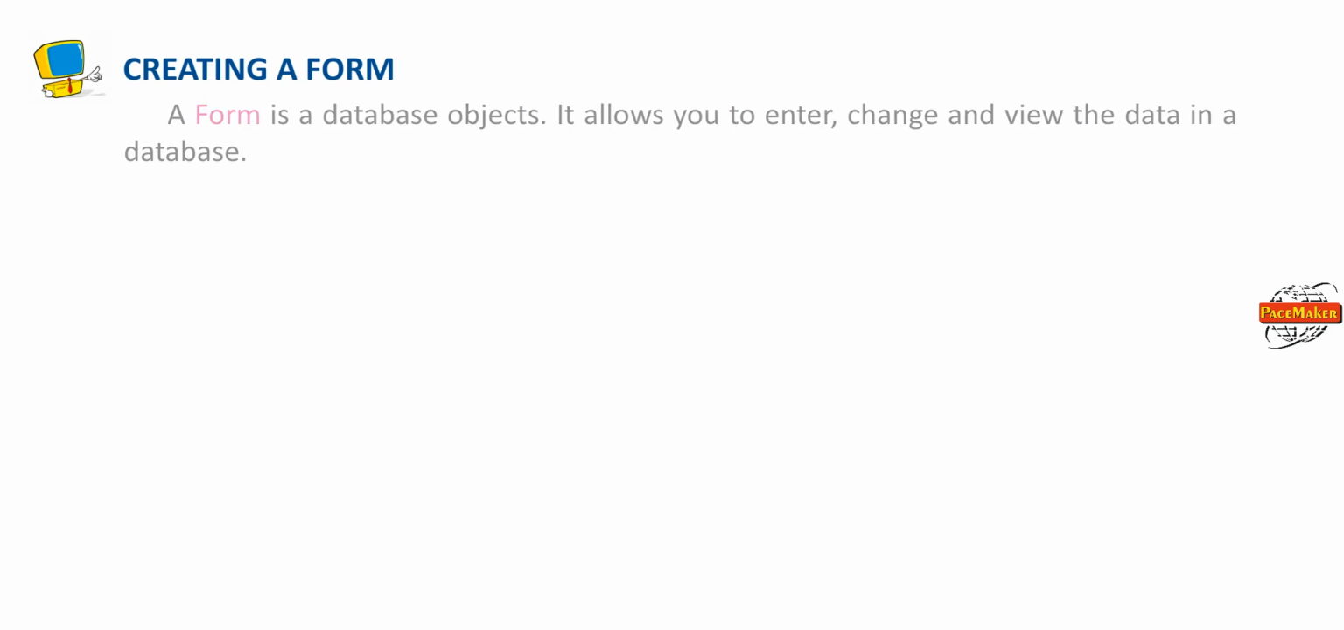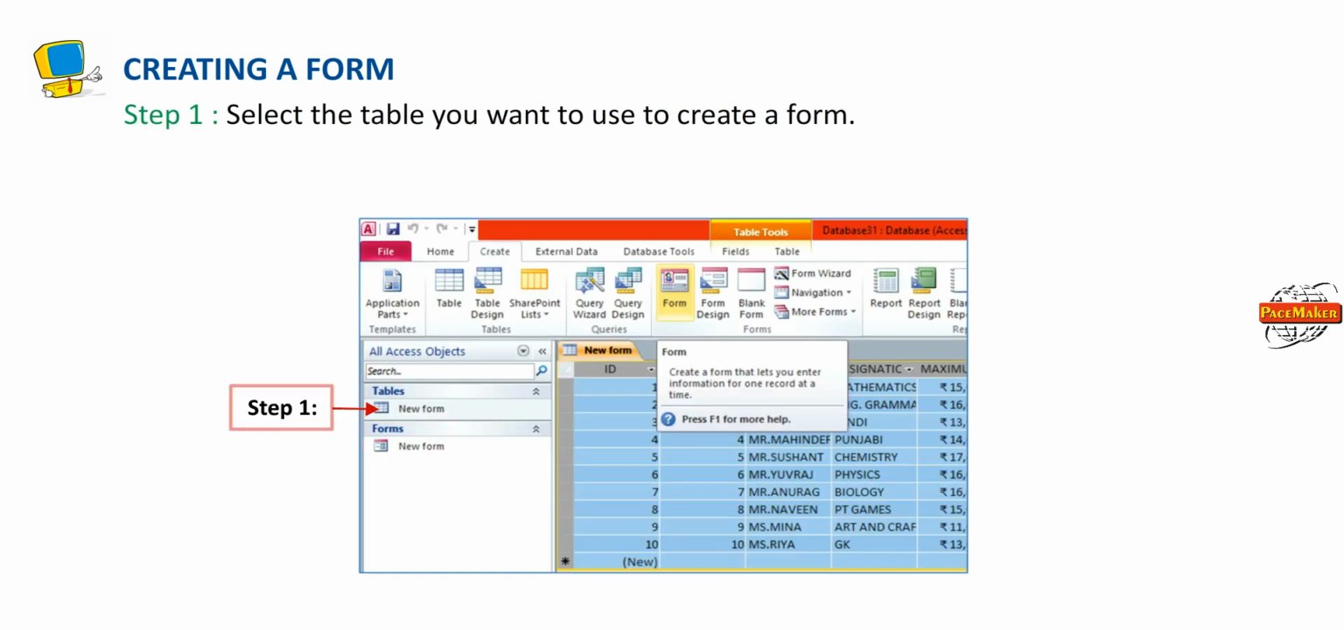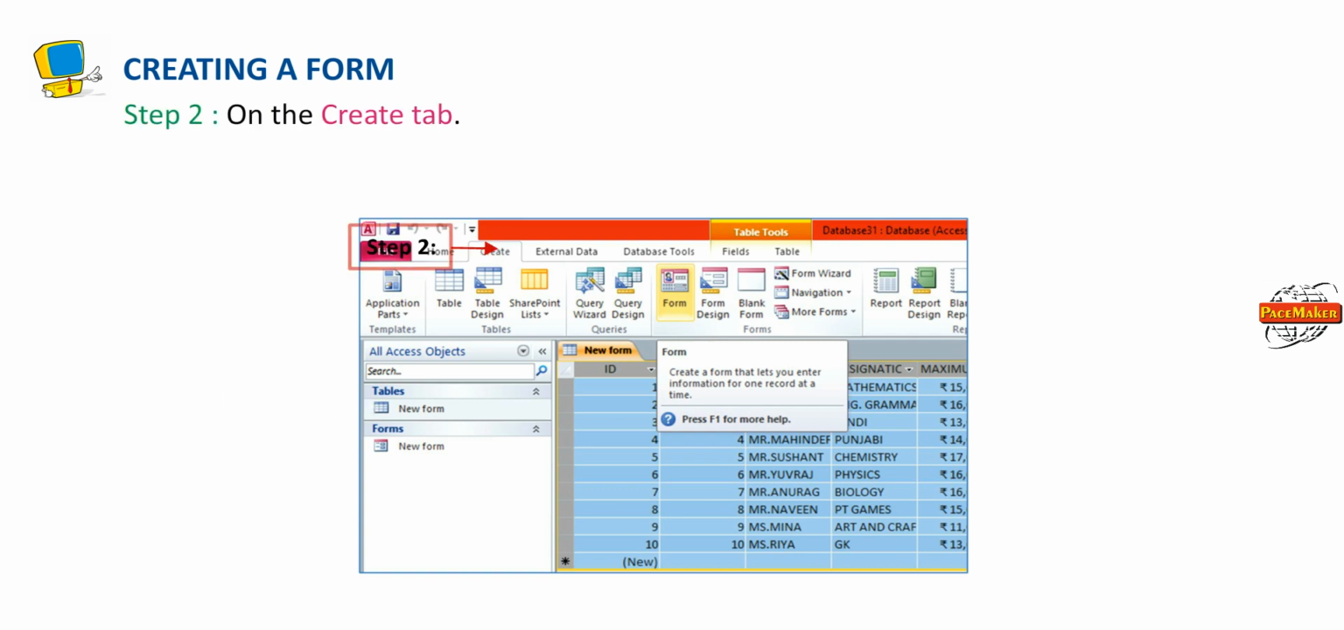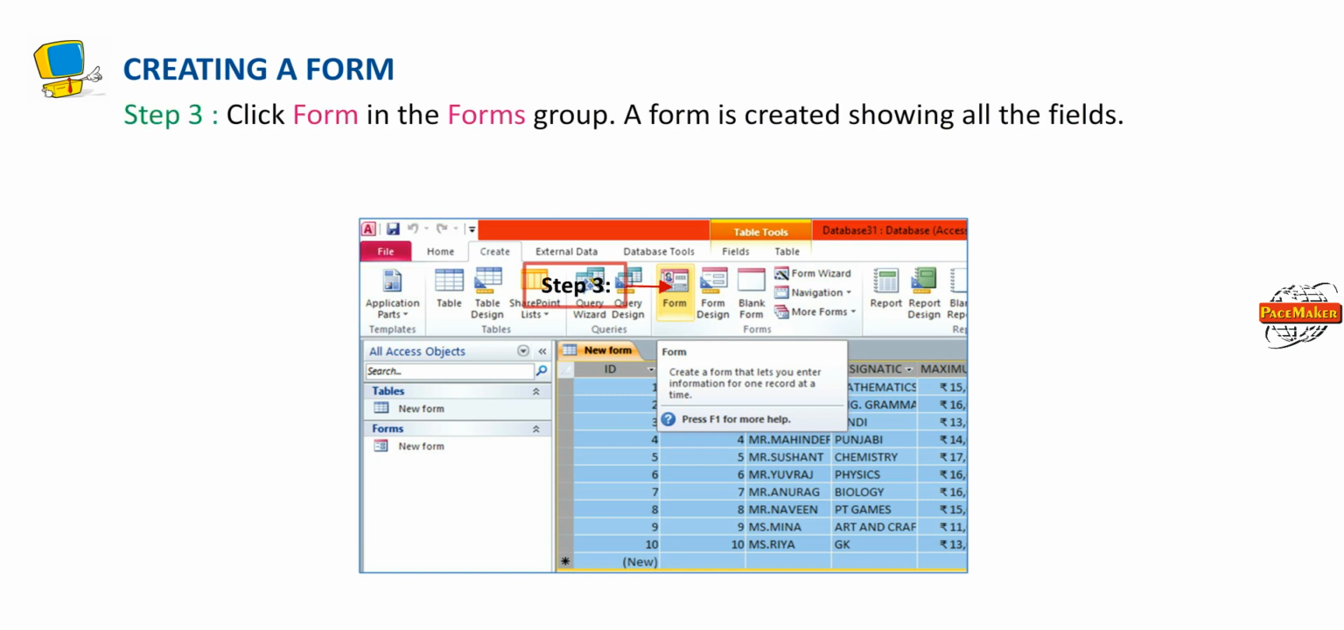Creating a form. A form is a database object that allows you to enter, change, and view the data in a database. To create a form using the design view, follow the steps. First, select the table you want to use to create a form. In step 2, click on the Create tab. In step 3, click Form in the Forms group. A form is created showing all the fields.